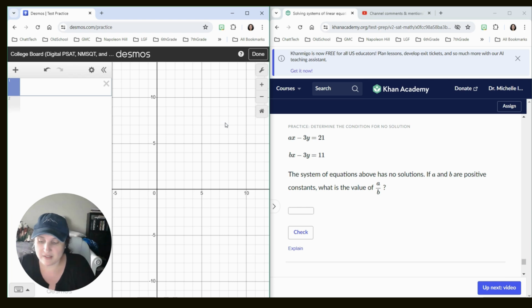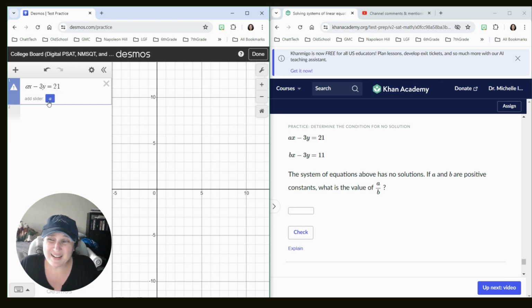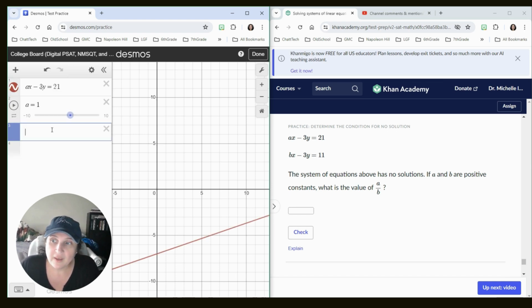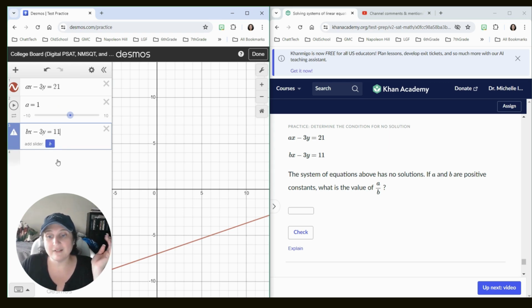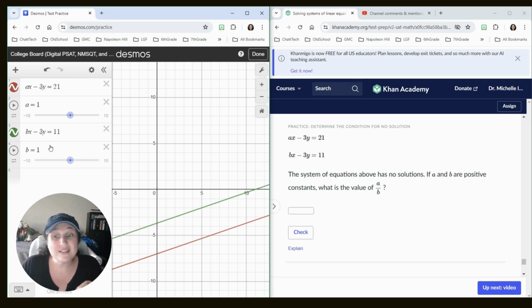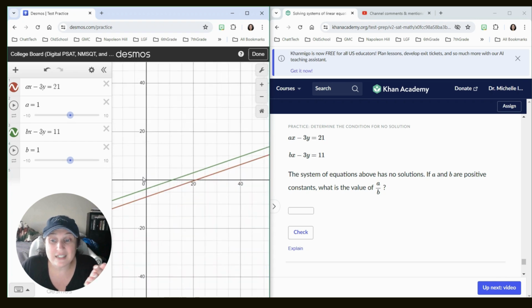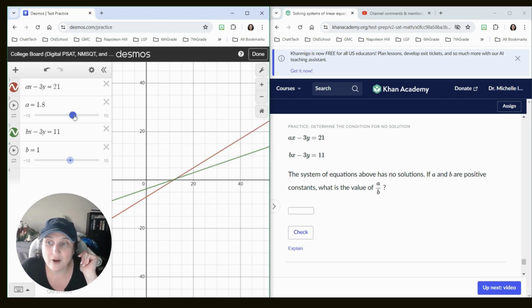Watch what happens when I type this in. I've got ax minus 3y equals 21. Do I want to add a slider? Yup. Then I've got bx minus 3y equals 11. Do I want a slider? Yep. Now this says the system has no solutions. Well, look at it. It's very clear that these two lines are parallel. They have no solutions. Look what happens when I change my a value. All of a sudden, I have a solution.